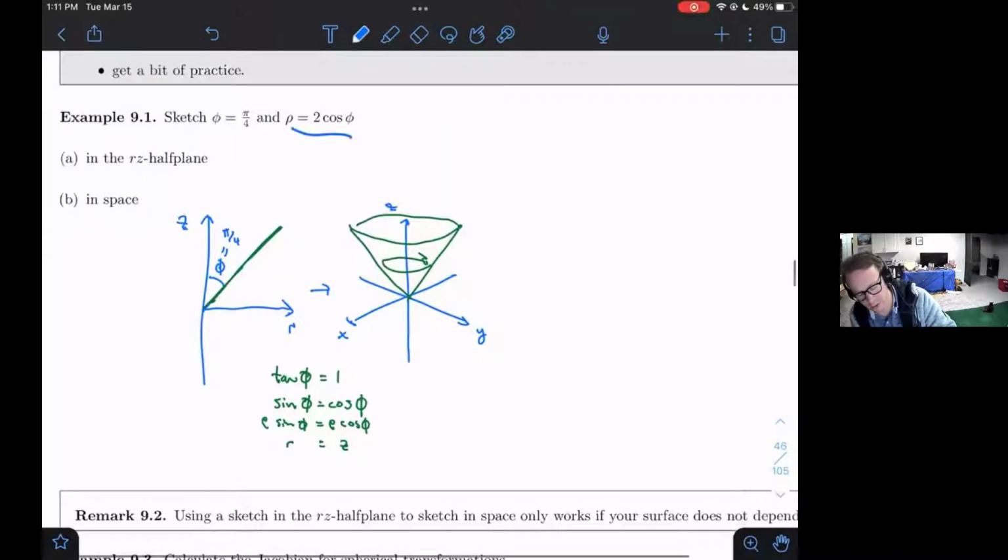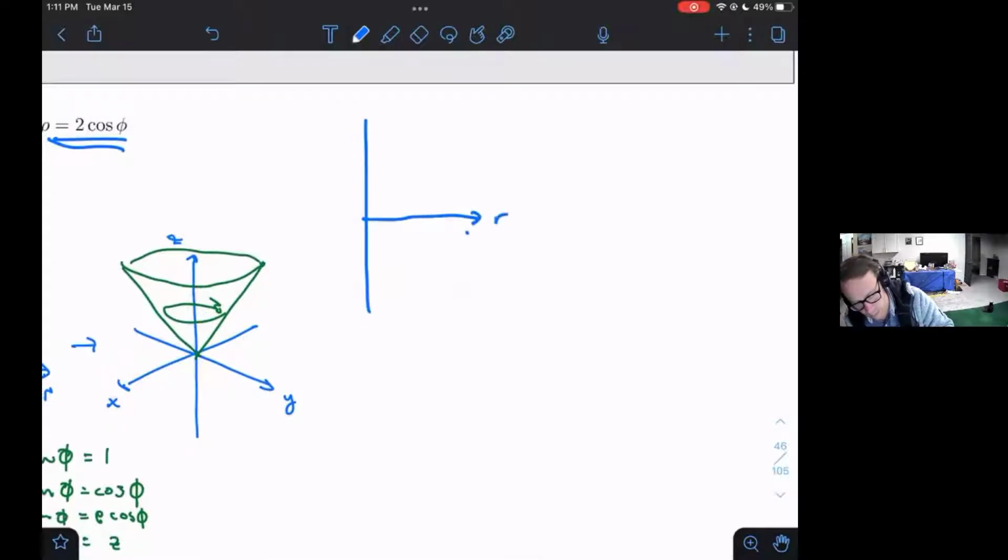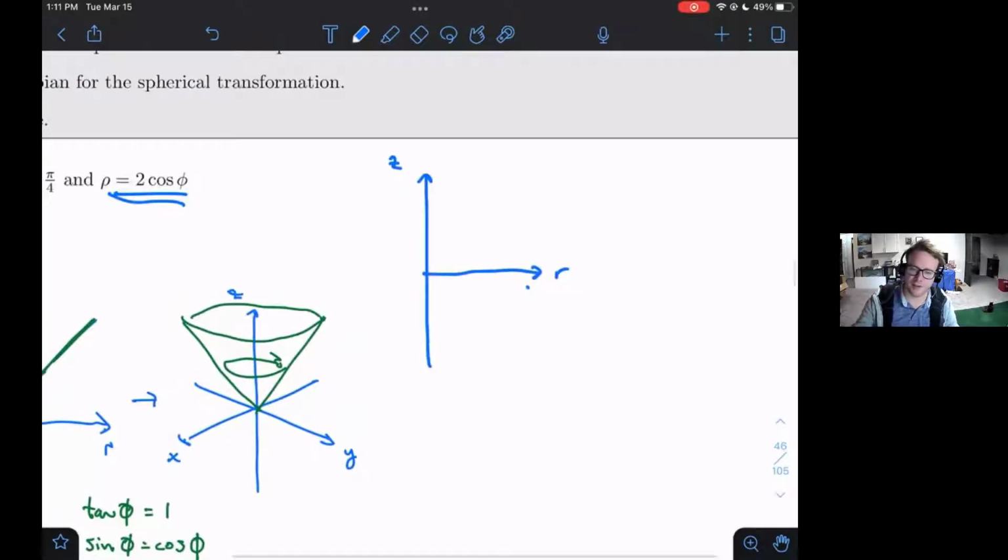I also wanted to graph rho equals 2 cosine phi, first again in the RZ half plane, then in space. So if I do this, rho equals 2 cosine phi in the RZ half plane over here, we can think about plugging in different phi values. And rho, again, is this kind of three-dimensional radius. It tells us how many steps we need to take away from our origin.